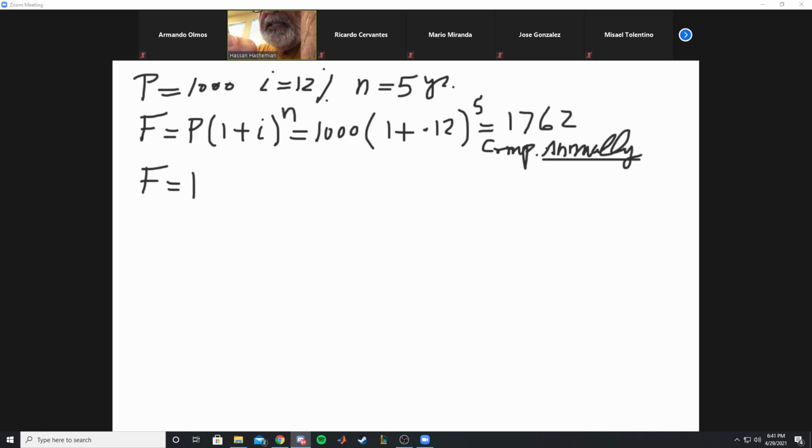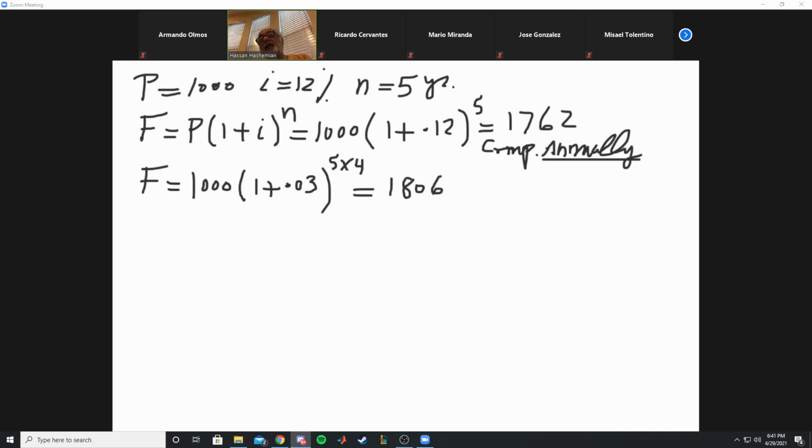So if that will be the case, your 1,000 will be multiplied by 1 plus... Now you have to figure out what would be your interest per quarter. So if you have 12% interest per year, how much is it per quarter? You have to divide that by 4. We have 4 quarters in a year, so that will be 0.03. And how many quarters do we have in 5 years? It will be 5 times 4. So if you calculate this, then you get about $1,806.